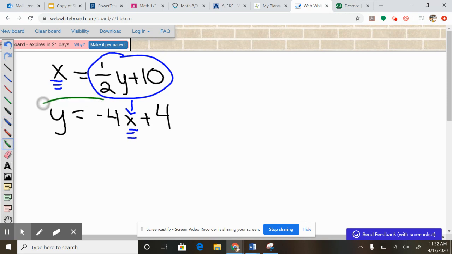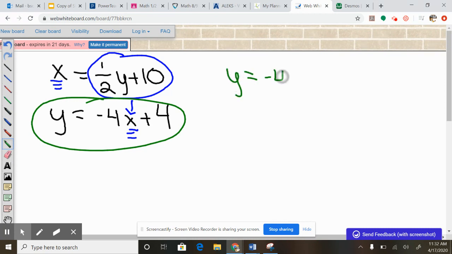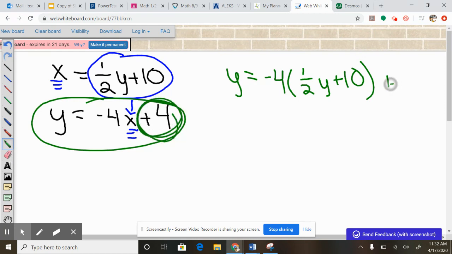So when I go ahead and rewrite this bottom equation, it's going to be y equals -4, but I'm substituting in for the x. There's no more x. It's going to be replaced by the 1/2 y plus 10. Don't forget about this plus 4 at the end. That's still here.